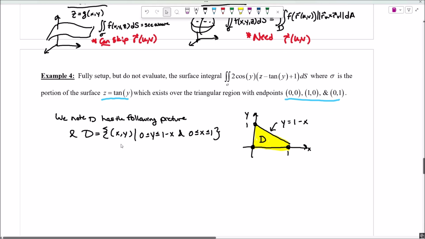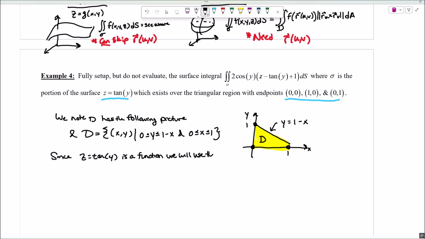So I'll state down here that since z equals tangent of xy is a function, we will use the previously described approach. Okay, so I can take this approach because I have a function.